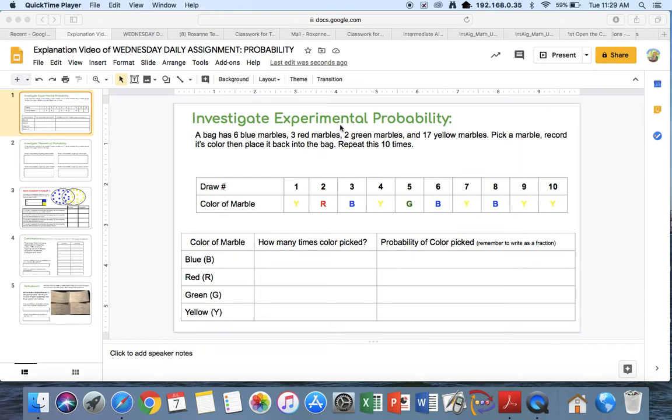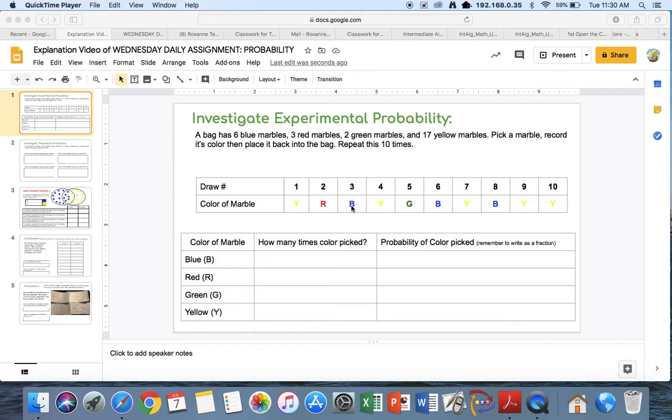So the first one is called experimental probability. This is where you conduct an experiment and figure out what the probability or the likelihood of your outcome would be. So my situation is a bag has 6 blue marbles, 3 red marbles, 2 green marbles, 17 yellow marbles, and I'm going to pick a marble and record it and place it back into the bag and do this 10 times. So I did this below.